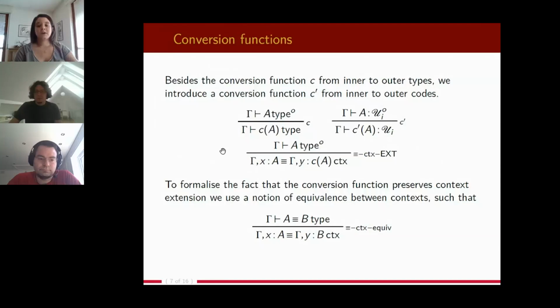To formalize this fact, we had to introduce a notion of equality between contexts. And of course, this equality is an equivalence relation. We also have this property: if the two types A and B are equal, which holds for both inner and outer types, then the contexts extended with A or with B are equal.